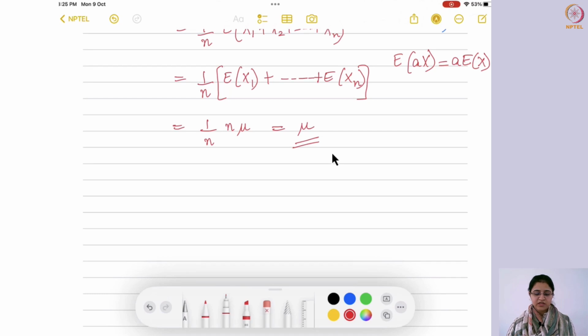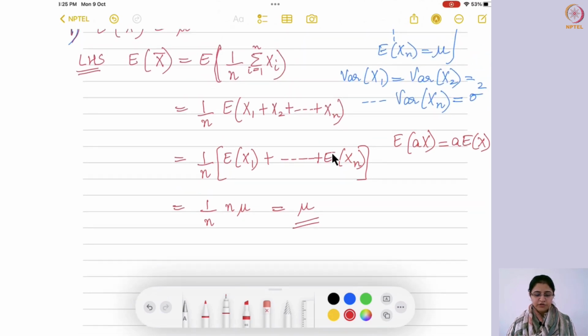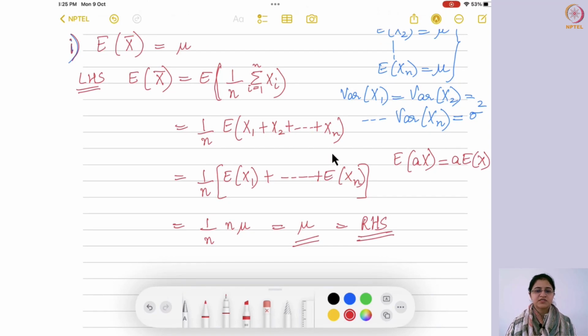Okay, so you can see that the proof is very simple. You start with this. You have just substituted what the sample mean is, and you just simplified, keeping in mind the assumptions that have been made, and then you would get the result.